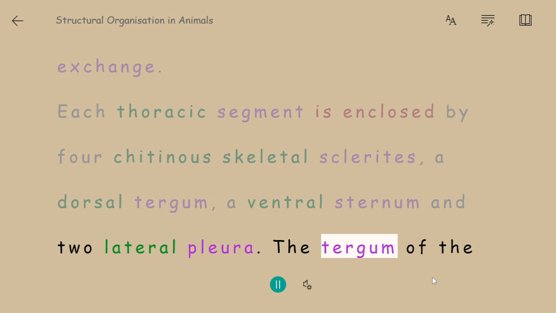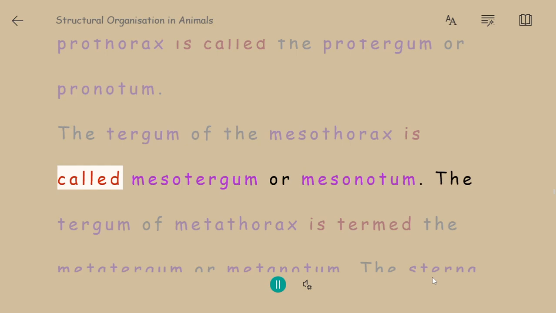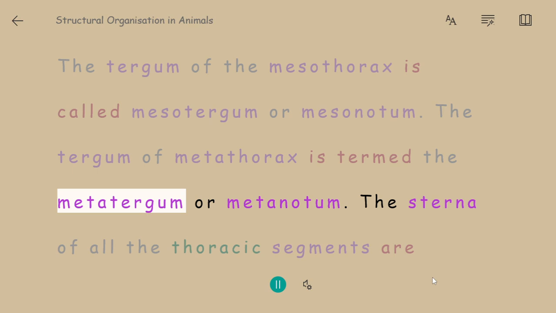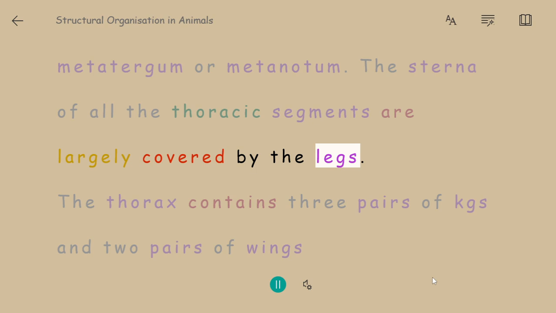The tergum of the mesothorax is called mesotergum or mesonotum. The tergum of metathorax is termed the metatergum or metanotum. The sterna of all the thoracic segments are largely covered by the legs. The thorax contains three pairs of legs and two pairs of wings.